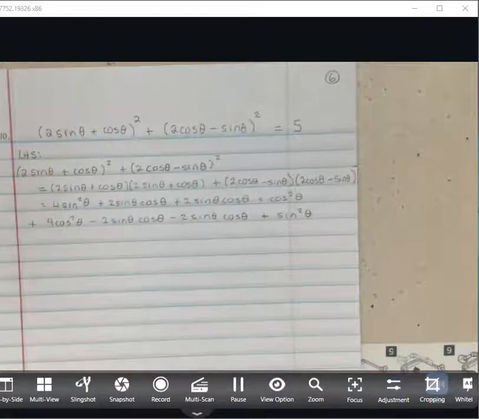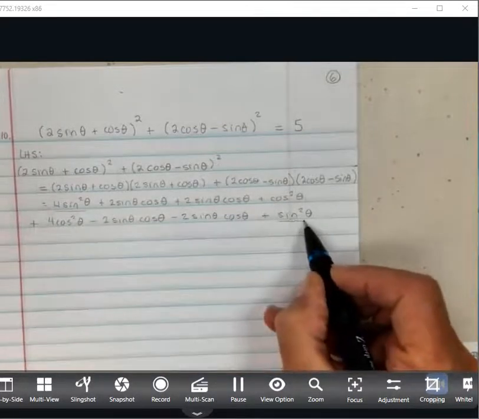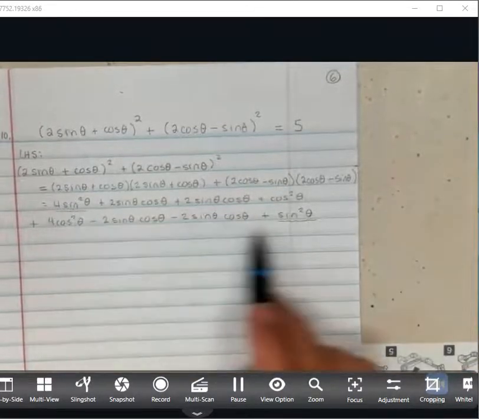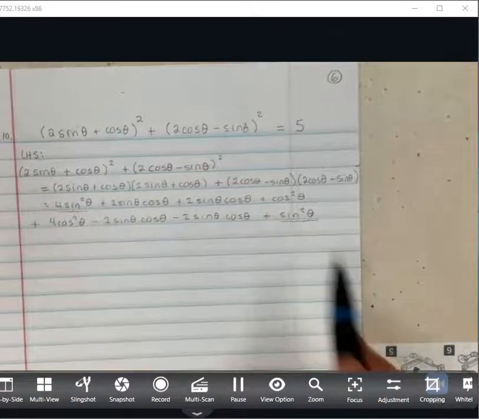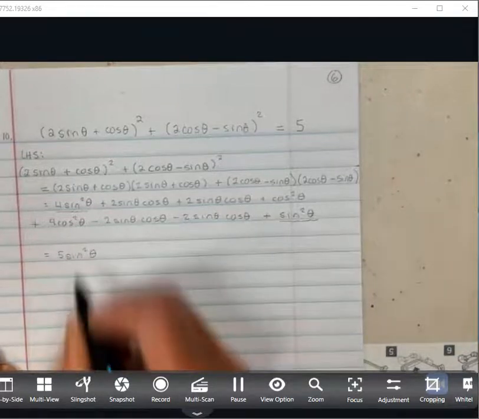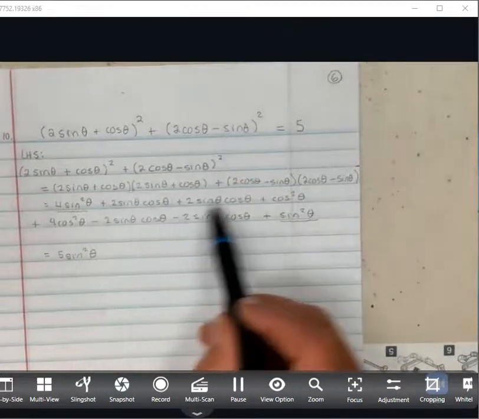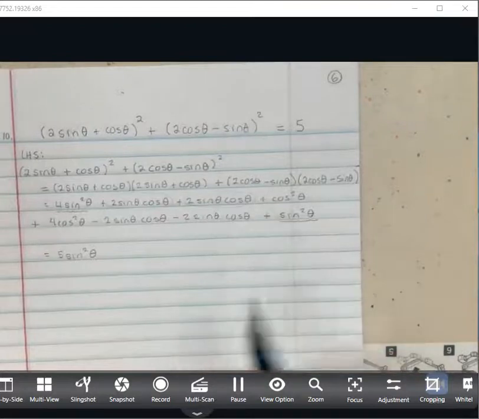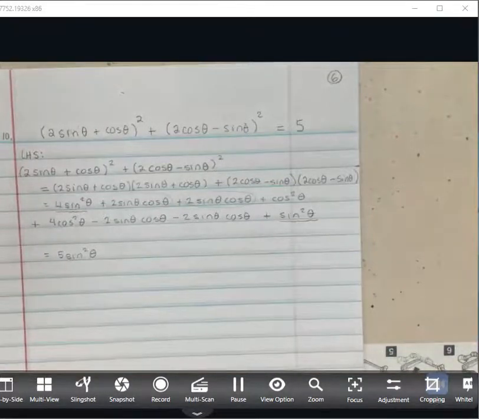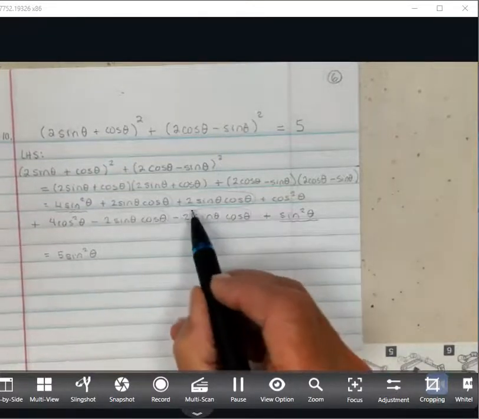Let's see what it looks like. I have a sine squared term here and a sine squared term there. 4 of them added to 1 of them to give me a 5 sine squared. I have 2 sine theta cosine theta plus another 2 sine theta cosine theta. So now I got 4 of them. But look here, here's minus 4 of them. So that adds to 0.